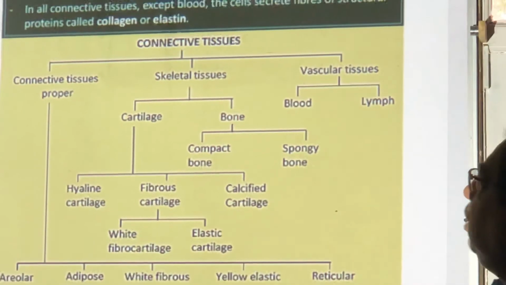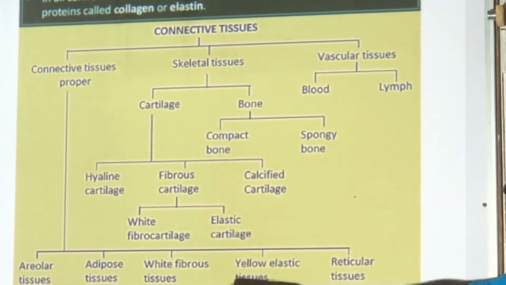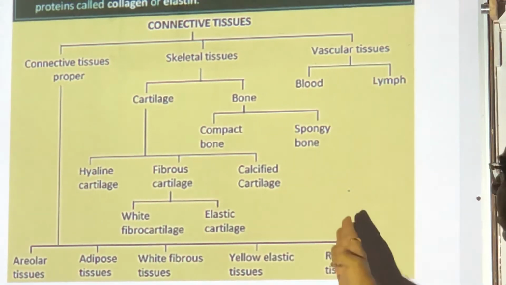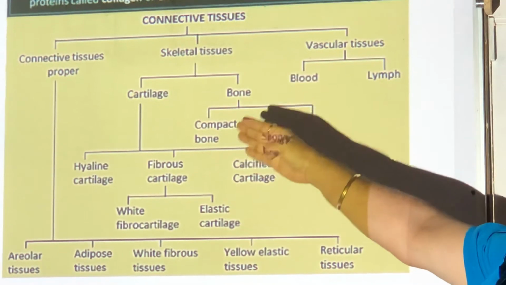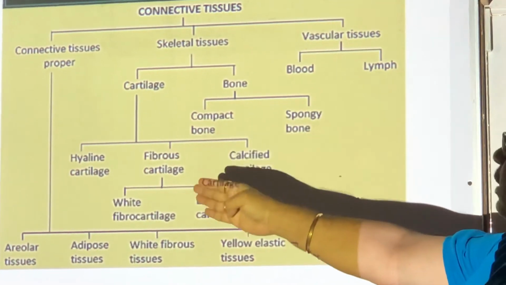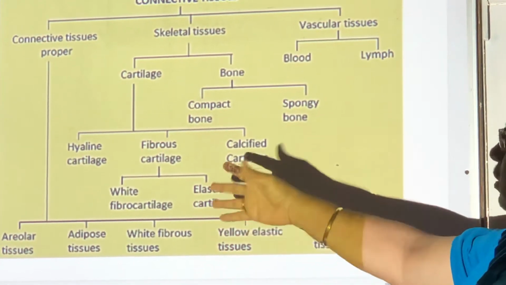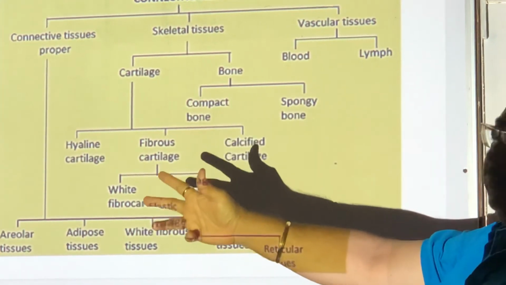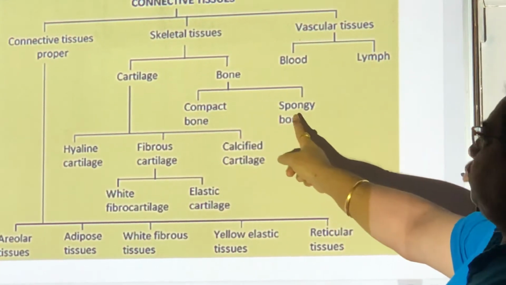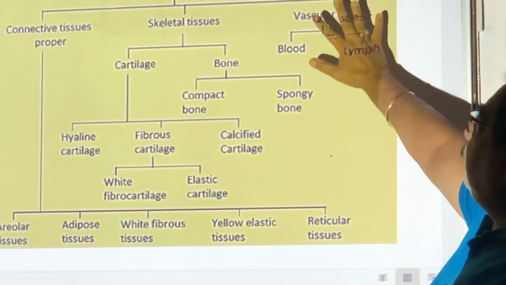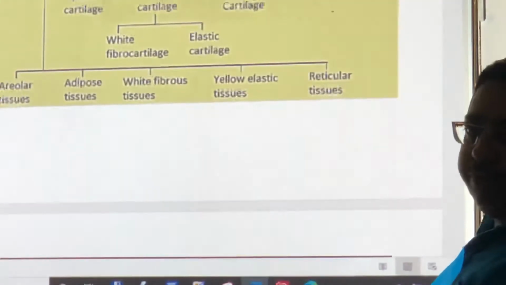What are connective tissues? Connective tissue proper. The job is only to connect. Areolar, adipose, white fibrous, yellow elastic, reticular. Give support: cartilage, bone. Cartilage: hyaline, fibrous, calcified. Fibrous is white or elastic. Different type of movement plus support. Bone, pure support for movement. Compact bone, spongy bone. And vascular tissue is studied in the circulation chapter. So in our chapter we will not cover this detail, so that we don't repeat it.